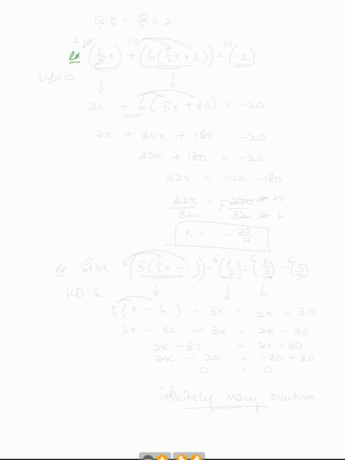Let's look at another example that has fractions this time. 1/5 x plus 6 times of 1/2 x plus 3 equals negative 2. So watch carefully. 1/5 x is one term. 6 times of 1/2 x plus 3 is another term. And minus 2 is another term. So I have three terms in total here.